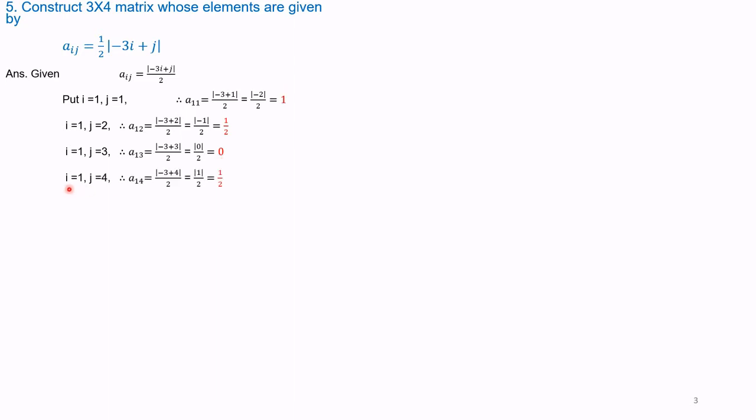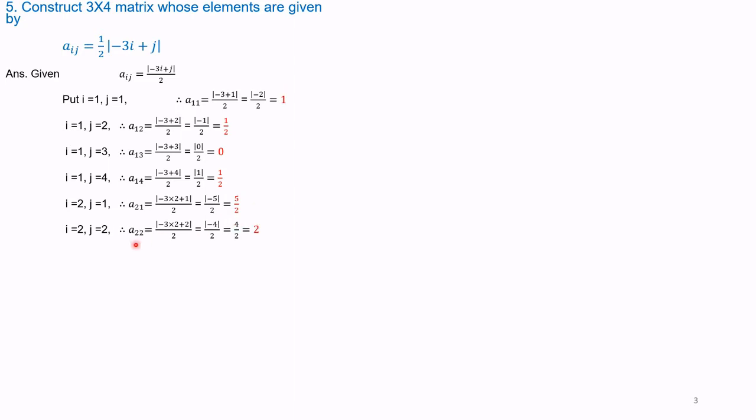For i equal to 1 and j equal to 4, A14 is half. Next, element A21. Its value has been calculated as 5 by 2, which is given in red color on the right hand side. This red color is only for identifying these values. Otherwise, in your examination, you have to use the permissible ink, that is blue or black.